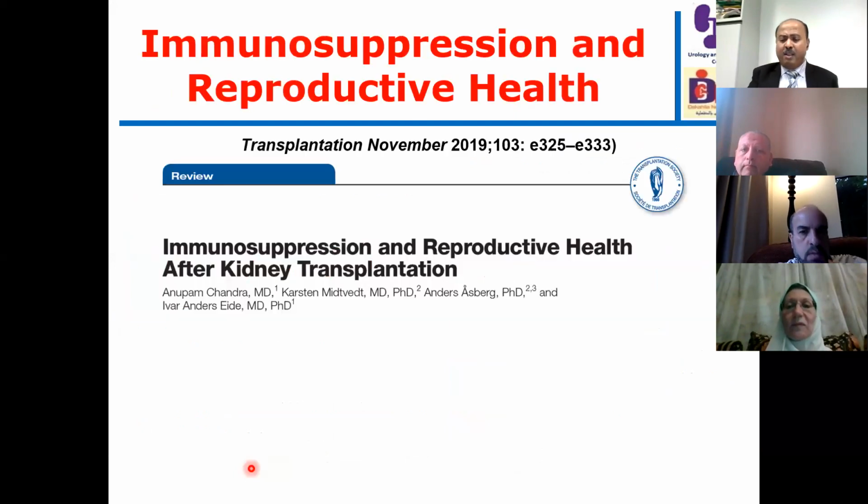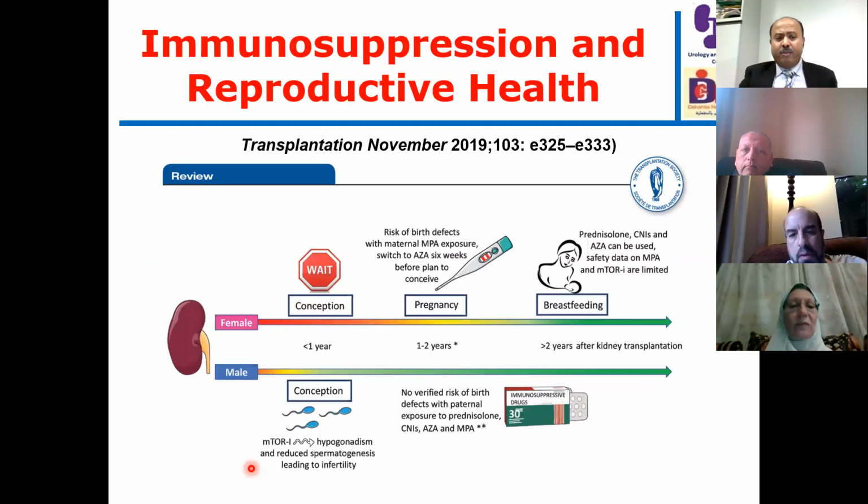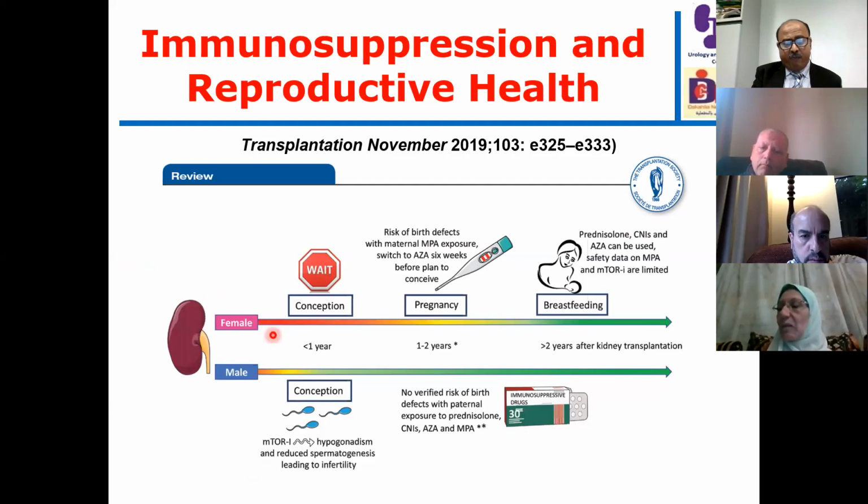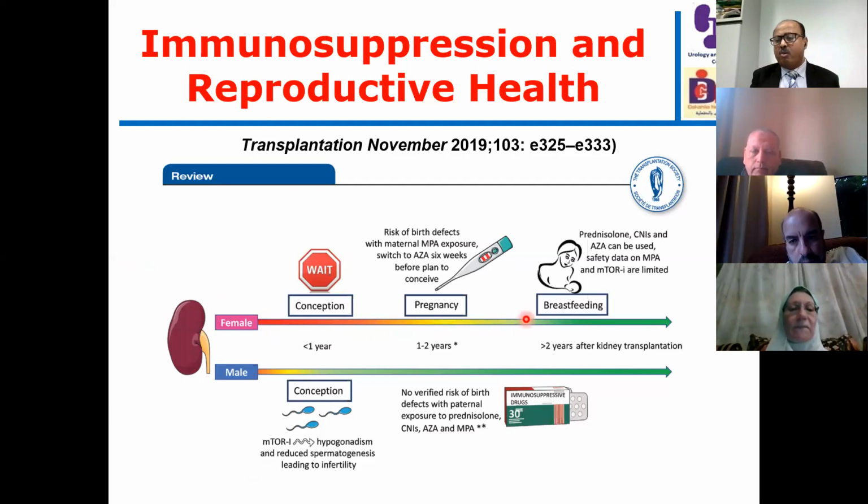Very rapidly for reproductive health, this is the algorithm. If we are thinking of the lady, you will find here the red line. Pregnancy in the first year is prohibited at all. And in the second year, it is yellow color, to be cautious, because the safest time to allow pregnancy is after 2 years of transplantation. The minimum is 1 year.